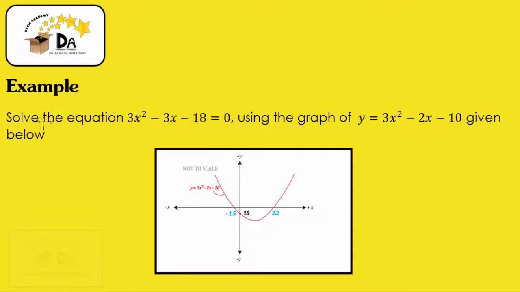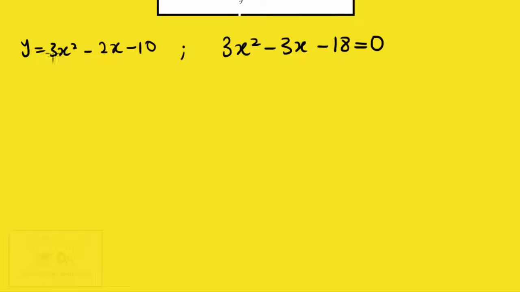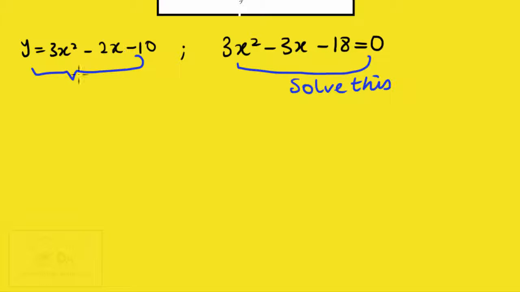Here's another example. You're required to solve the equation 3x squared minus 3x minus 18 equals 0. You need to solve this equation, but you are required to use the graph of this equation, and that graph is given here. So we need to follow the steps. Just to focus on the key things, we're required to solve this equation, and this is the equation of the given graph.